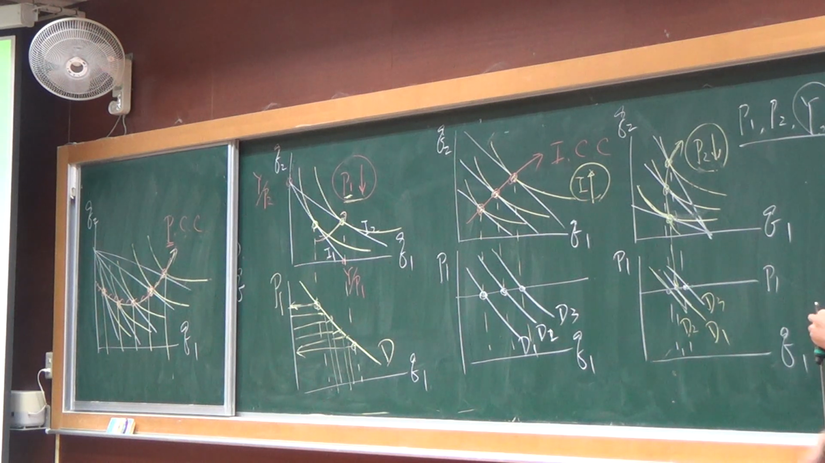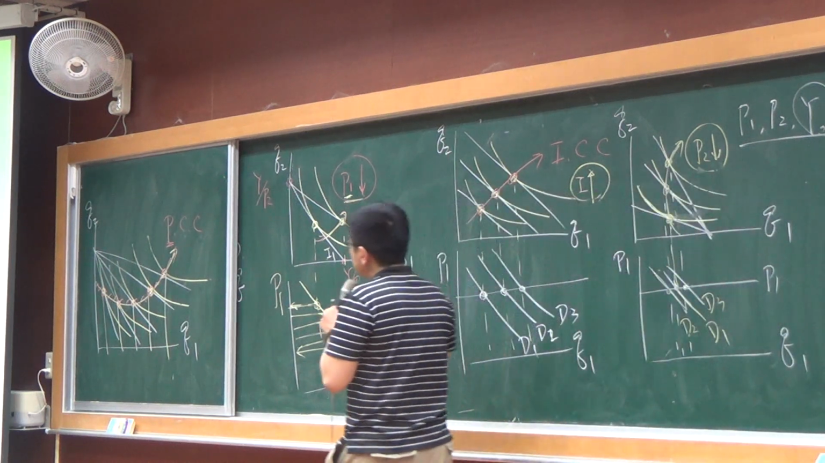So in this case, it would become complements. So sometimes they are substitutes, sometimes they are complements. You say, oh, it's weird. How come the relationship between two commodities is sometimes substitutes and sometimes complements? The key point is here.